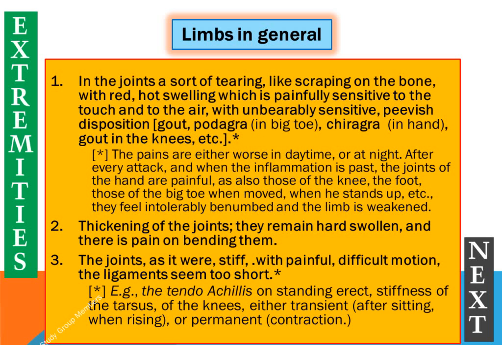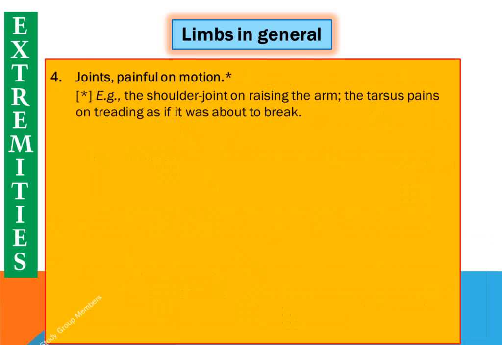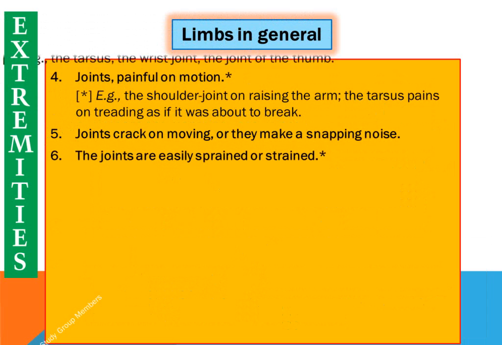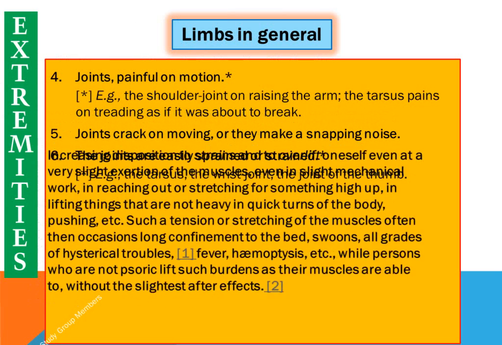The joints, as it were, stiff, with painful difficult motion, with ligaments seeming to be too short, that is tendo Achilles, on standing erect, stiffness of the tarsus, that is the bones of the foot, of the knees, either transient, that is temporary, after sitting, when rising, or permanent, that is contraction. When there is contraction, these pains become continuous. Joints are painful on motion. Shoulder joint on raising the arm, the tarsus pain on treading, that is walking, as if about to break.